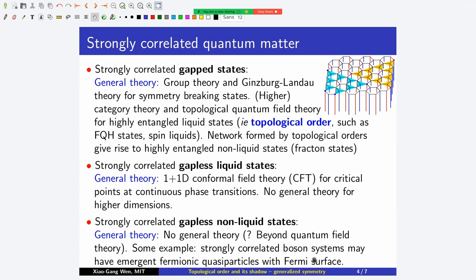Because in high Tc superconductors, we seem to have a Fermi surface, but it looks like the relaxation time is comparable to the quasi-particle energy, so the quasi-particle is not very well defined. So there's a desire to develop this non-Fermi liquid theory. In some sense it is like a strongly correlated non-liquid gapless state without a well-defined quasi-particle, and whether such a thing can exist or can be formulated is the question.